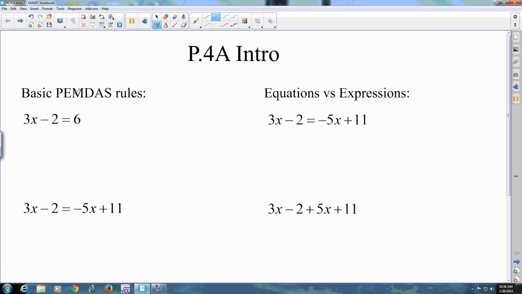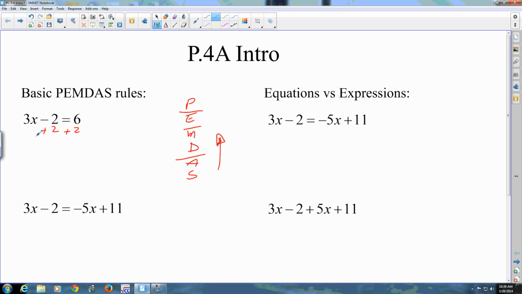So some basic PEMDAS rules: parentheses, exponents, multiply, divide, add, subtract. When you have an equation, remember that you're going to be undoing any adding and subtracting first. So the basic idea is when you're solving an equation, you're going to be working up PEMDAS. So you're starting at the bottom, undoing any adding and subtracting.